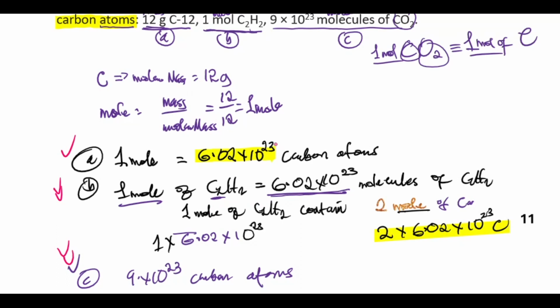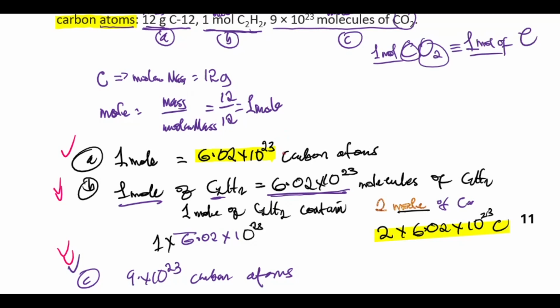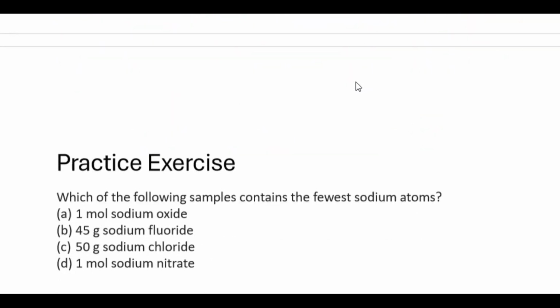Now, let's move to the next. Is A the smallest? I think no. If you multiply this one by 2, this one is going to be 12. So it means B is the largest. So it is B greater than C greater than A. This is going to be 6 point something, 12.04. So it means B is the heaviest, remember. Sorry for that mistake.